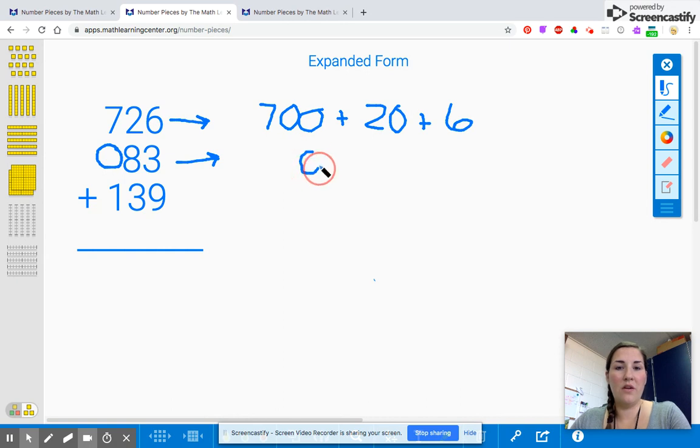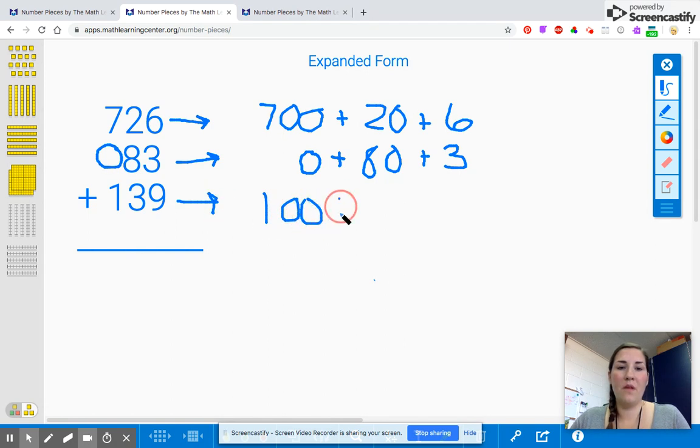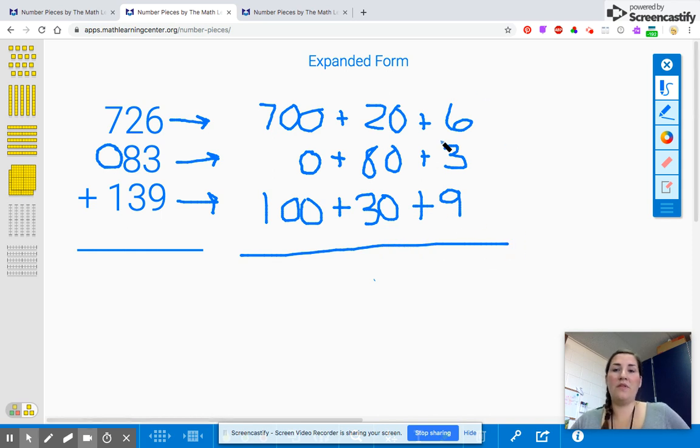I could put that over here as well, that there's 0 hundreds plus 80 plus 3. And then finally, I have 139 becomes 100 plus 30 plus 9. Now I need to add all of them together. So I'm going to start with my ones.